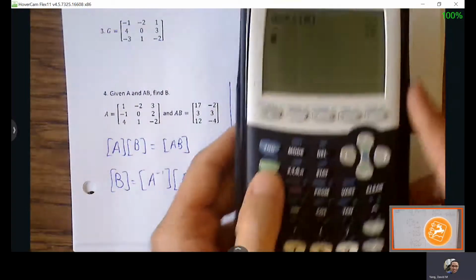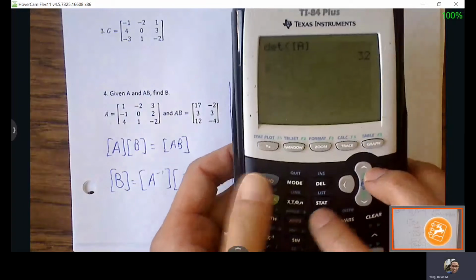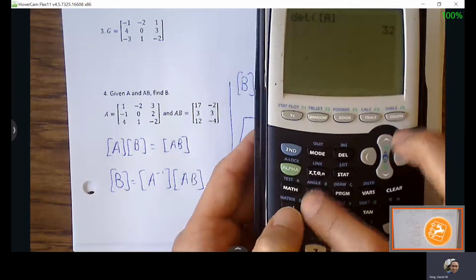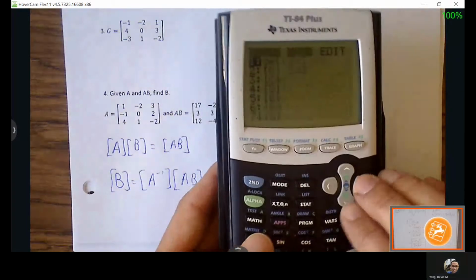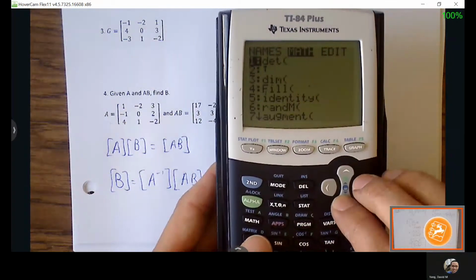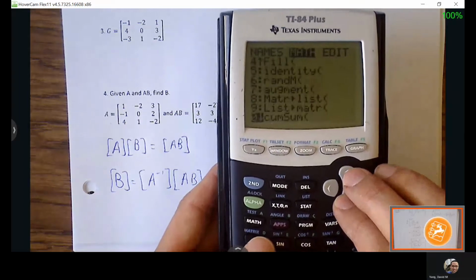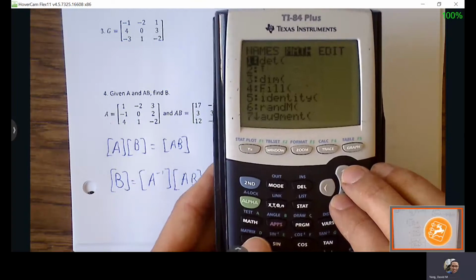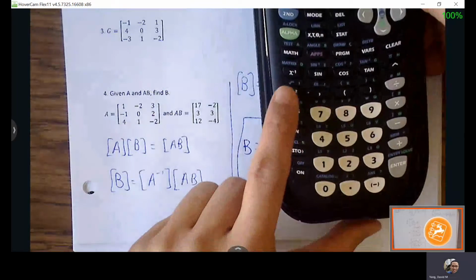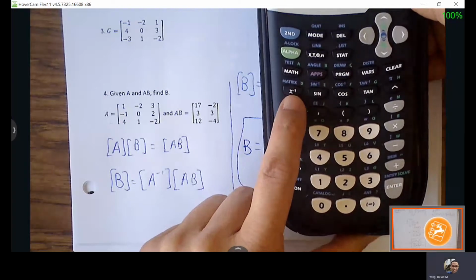If you're using the graphing calculator, it's very similar. The menu item looks very much the same. It's just that matrix is located in a slightly different location. But you're not going to have an inverse option, I don't think. So without that inverse option, you're just going to go ahead and hit that x to the -1, and that will be your inverse location there.